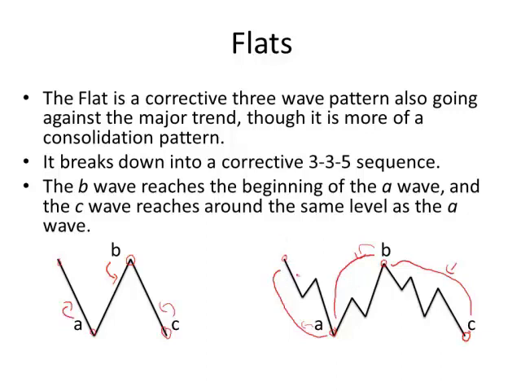So A wave has 3, which is 1, 2, 3. The B wave also has 3 waves, 1, 2, and 3. And the C has 5 waves, 1, 2, 3, 4, 5. And this is what the flat pattern looks like. So we have the 3-3-5 sequence, and we have the waves reaching approximately the same length, and this resulting consolidation pattern. Triangles. Now, the next concept we will talk about are triangles.